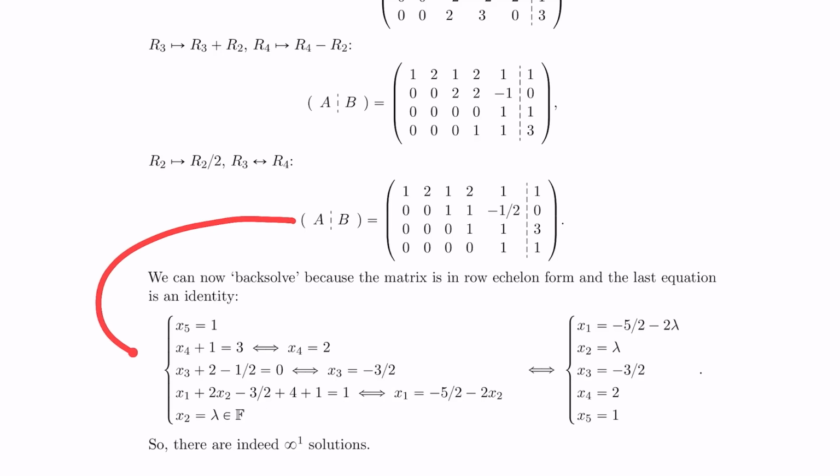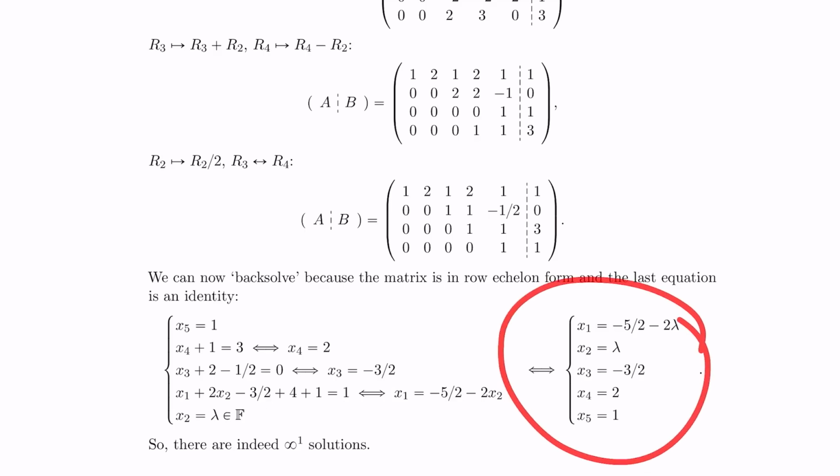By transforming back this matrix into a linear system, and by solving it with the bottom-up procedure that we have used, we find that the solution is indeed this one in which we see a free parameter.